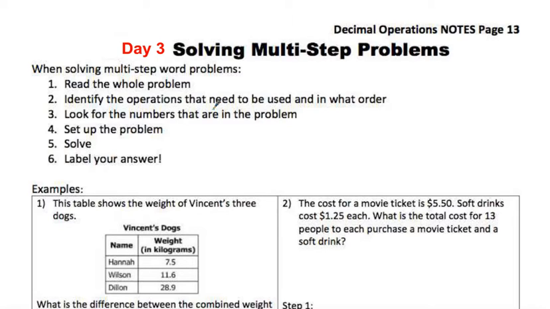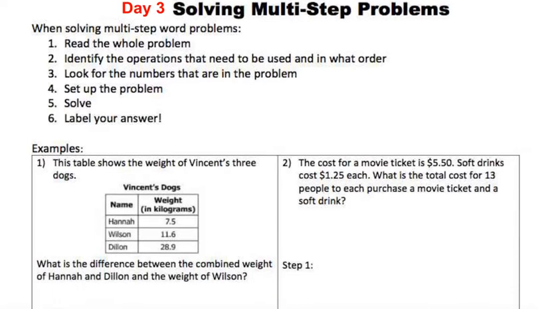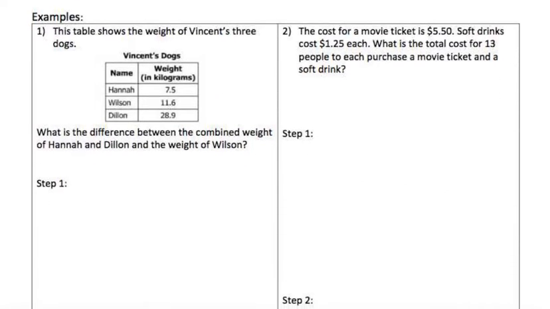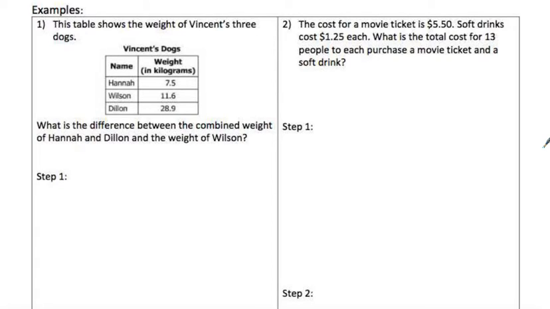So it's the same steps as we used for solving one-step problems, but in this case, we're solving multiple steps before we get the final answer. So let's look at the first two examples. Number one, this table shows the weight of Vincent's 3 dogs. What is the difference between the combined weight of Hannah and Dylan and the weight of Wilson?